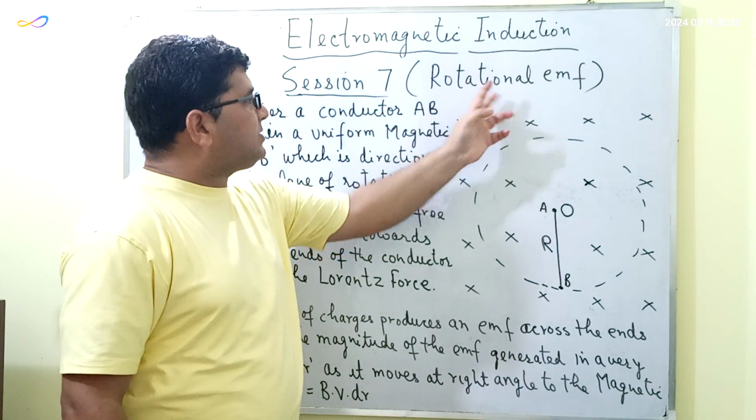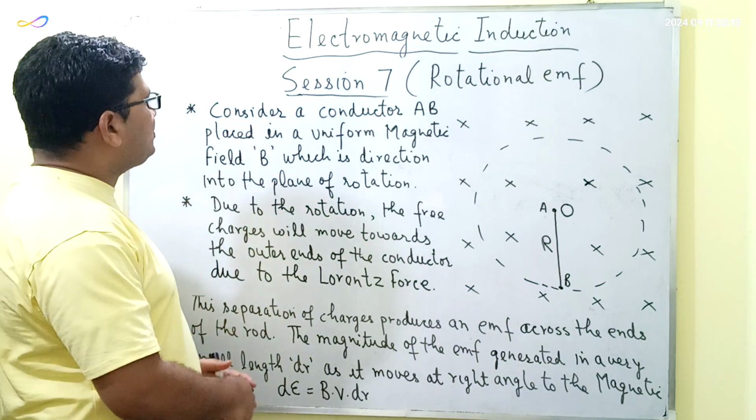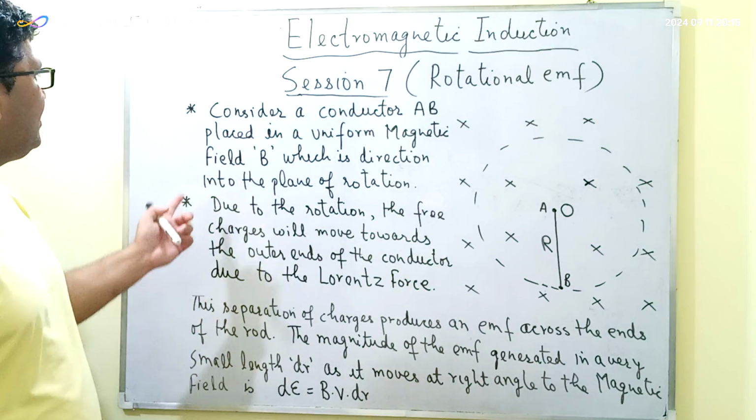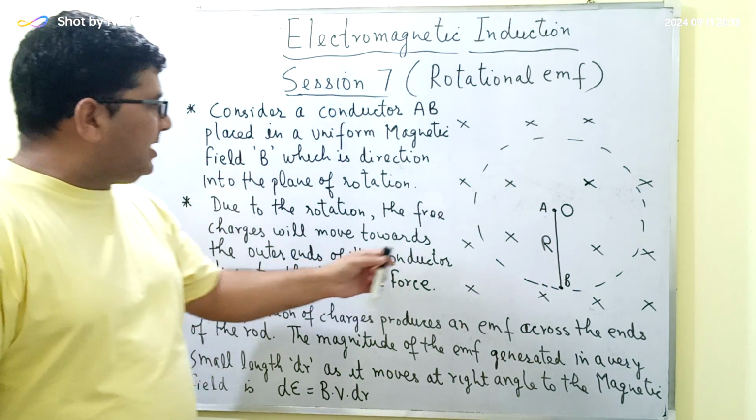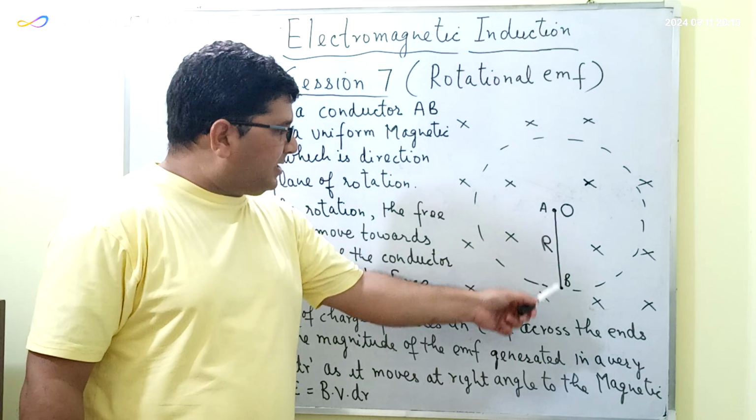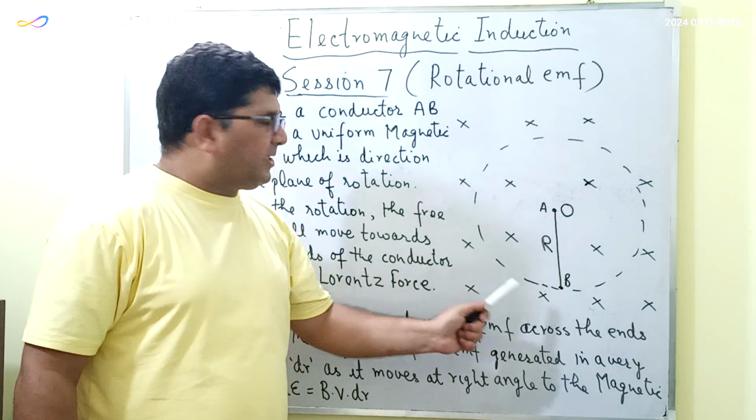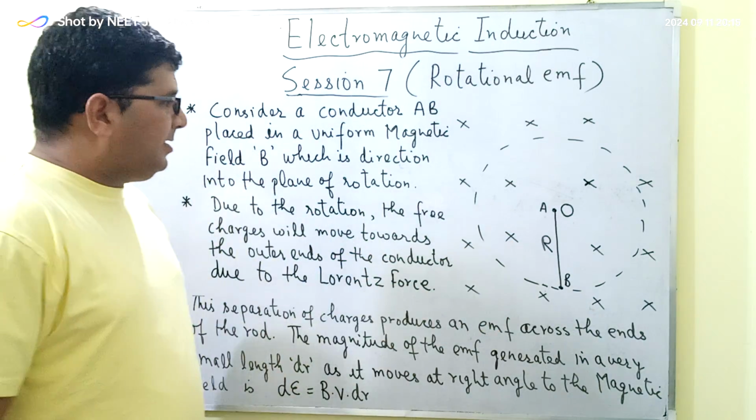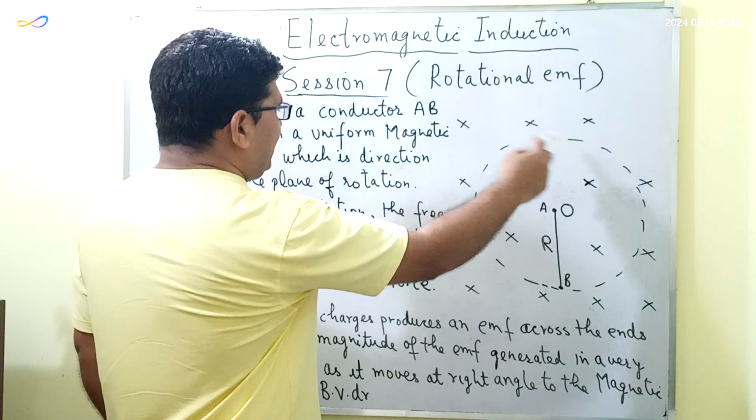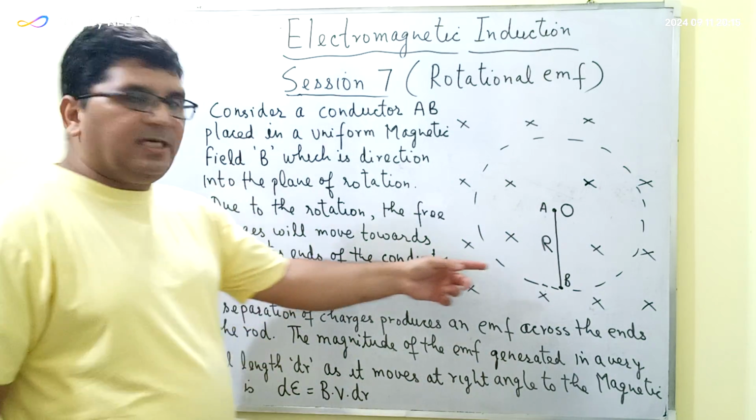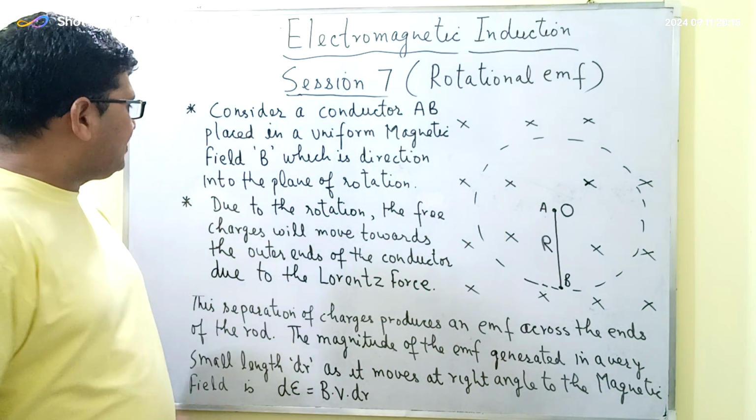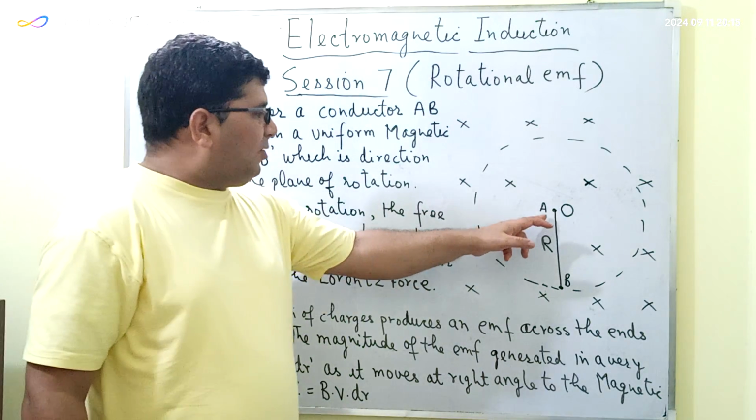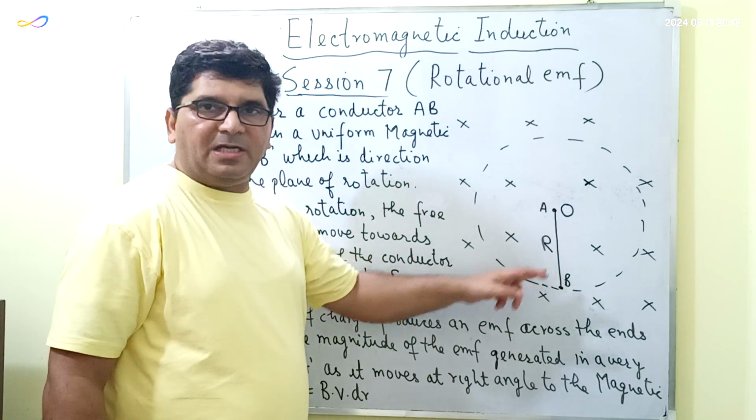The topic is the rotational EMF, and with regards to this topic, I have written down here two important points, and these two points are related to the motion of this conductor AB in a vertical plane. This conductor is hinged at this point O, and is placed in a uniform magnetic field of intensity B, directed into the plane of rotation. Here the length of the conductor is taken as capital R.